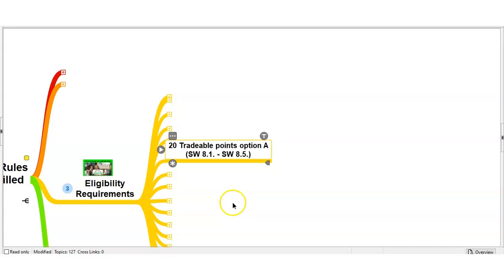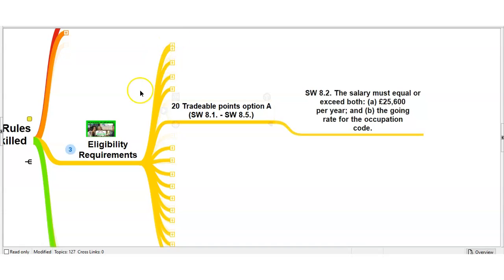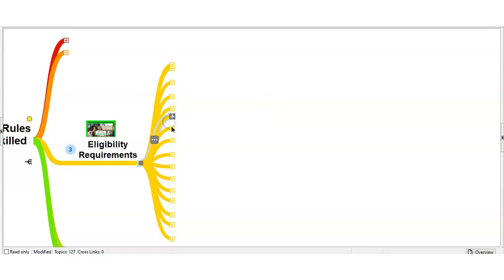Okay, these were our 50 mandatory points. Now let us have a look at the tradable points. Let us start with a very straightforward one, which is called option A. You will be able to score 20 points and meet the requirements for the skilled worker route if you can prove that your salary is at least at the rate of £25,600 and at the going rate for that particular occupation. And you can check the going rates in the same appendix to which I referred earlier. So that is our very straightforward option A, and then we have option B.